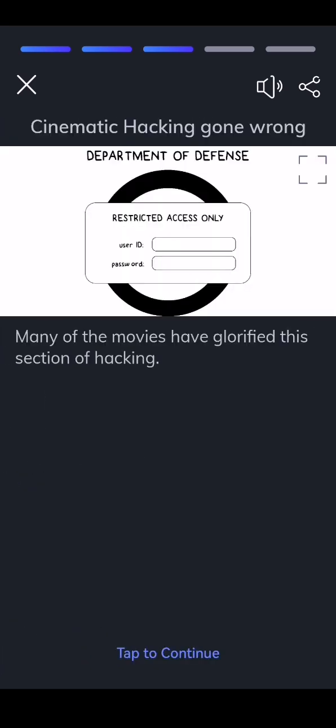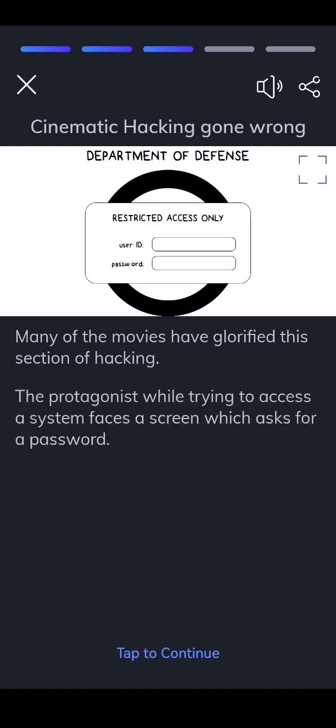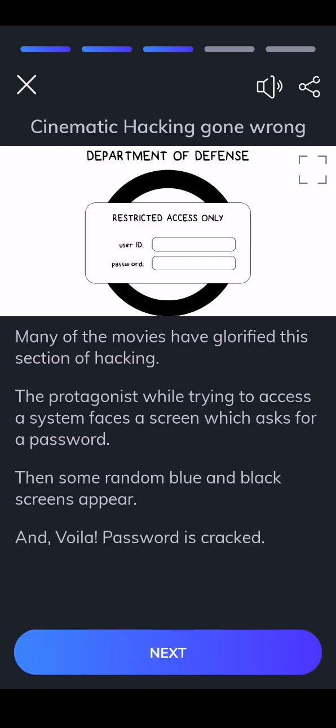Many of the movies have glorified this section of hacking. The protagonist, while trying to access a system, faces a screen which asks for a password. Then some random blue and black screens appear. And, voila! Password is cracked.